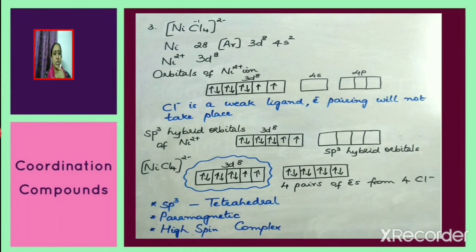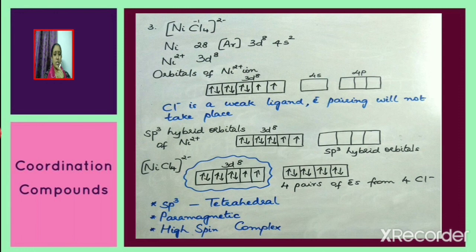Next example, NiCl4 2-. Atomic number of nickel is 28, so the configuration can be written as argon 4s2 3d8. The oxidation number of nickel in this complex ion is 2+. Therefore, the configuration of nickel 2+ can be written as 3d8. Orbitals of nickel 2+ ion is shown. 8 electrons in the 3d orbitals, 4s and 4p will be vacant. Chloride is a weak ligand, so electron pairing will not take place.